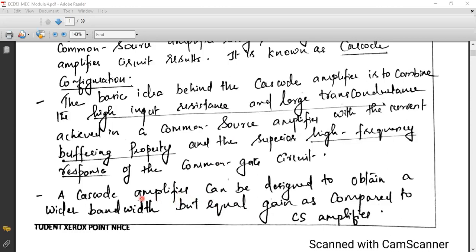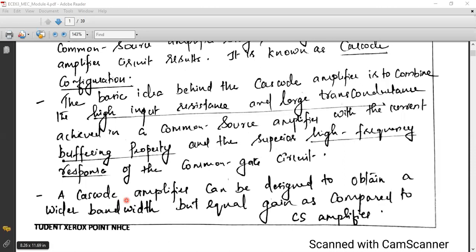And if you compare this cascode amplifier with the typical CS amplifier, you know the circuit-wise difference, right? In a CS amplifier, we have only the CS configuration transistor, Q1 alone, while in a cascode amplifier, you have Q1 as well as Q2 connected in cascade, where Q2 is common gate and Q1 is common source. So the common gate is connected in cascade with the common source. That is called a cascode amplifier.